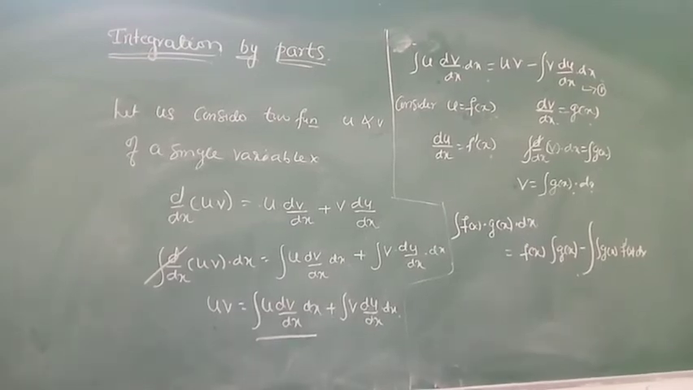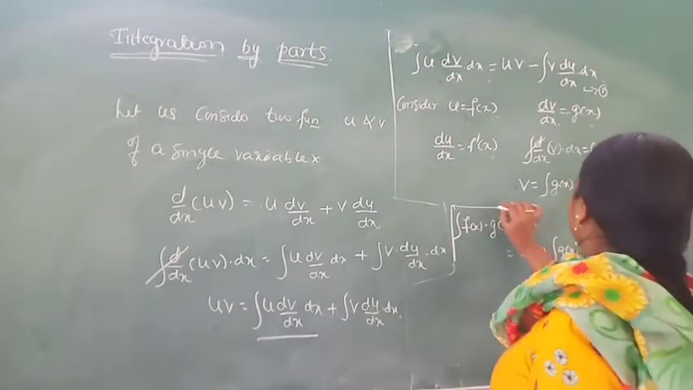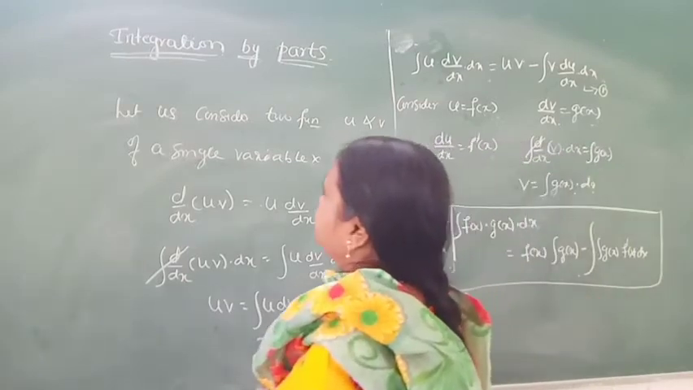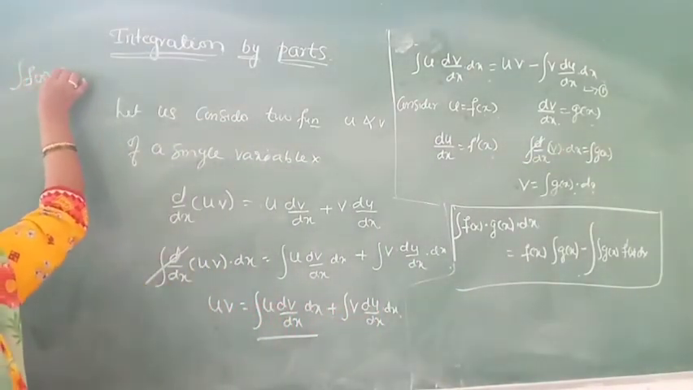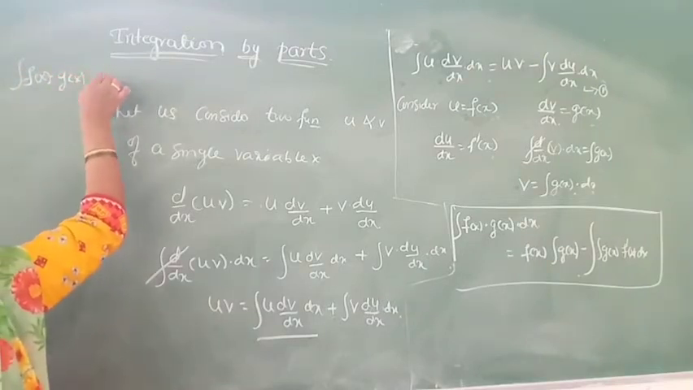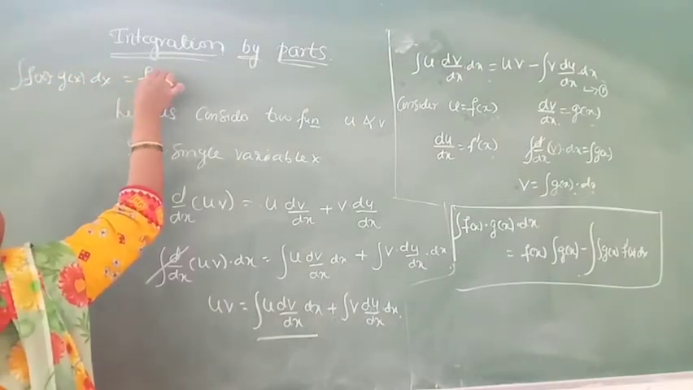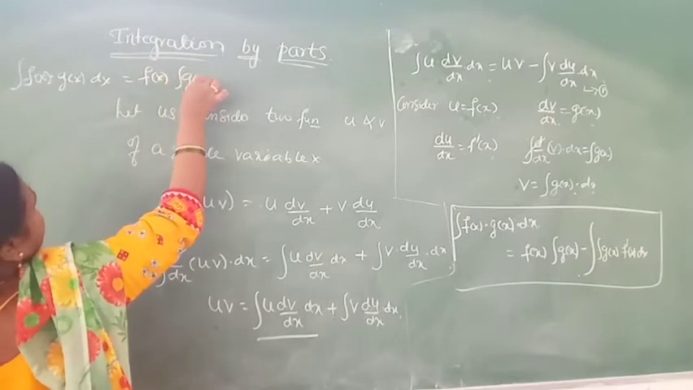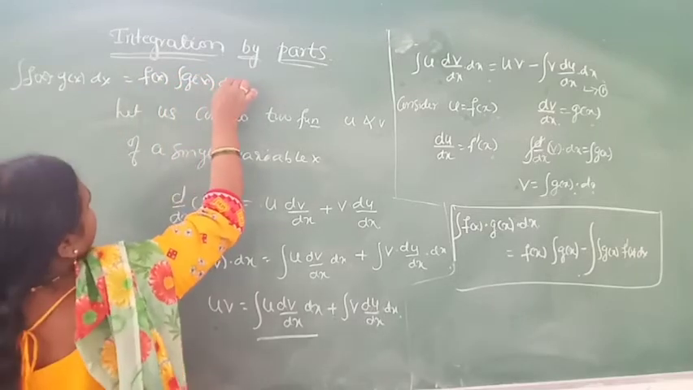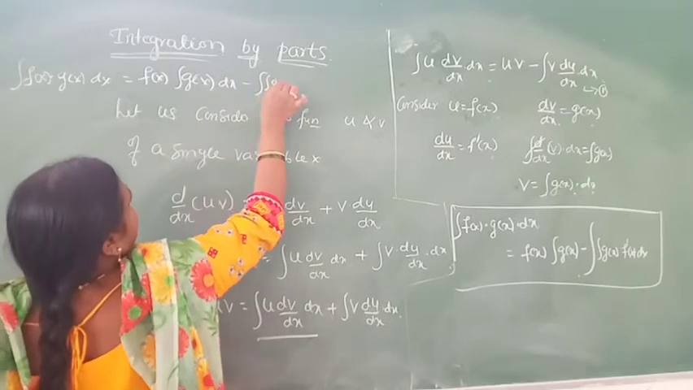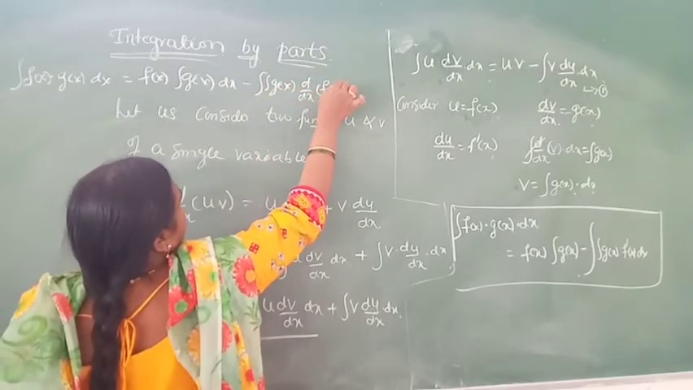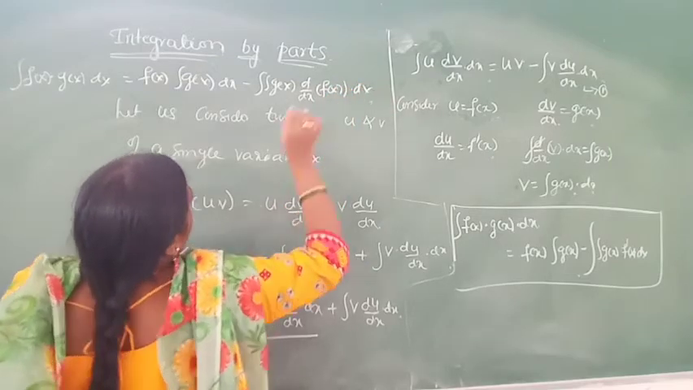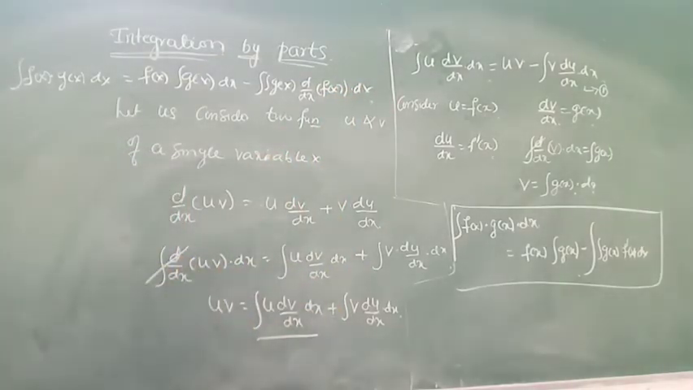This is the rule of integration by parts. What is the rule? Integration of f of x into g of x with respect to x is f of x times integration of g of x with respect to x, minus integration of integration g of x times f dash of x, which can be written as d by dx of f of x, with respect to x. This is the rule of the integration by parts method.